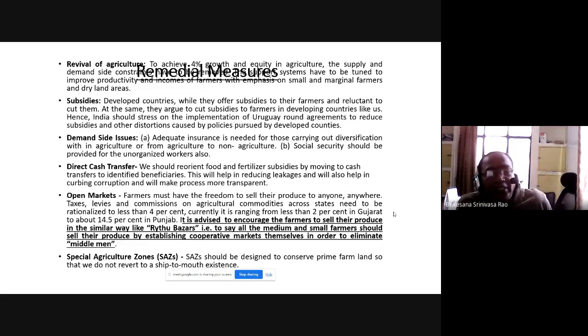The open market system has also brought this out. Then special agriculture zones have also started.